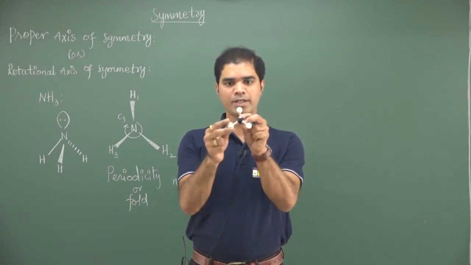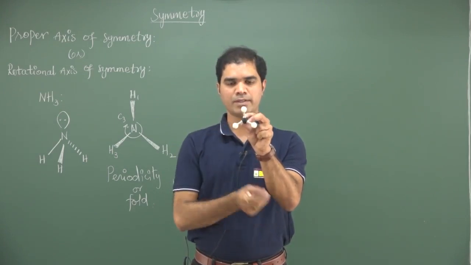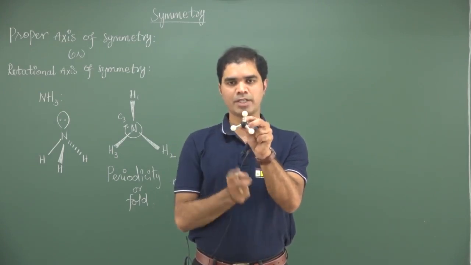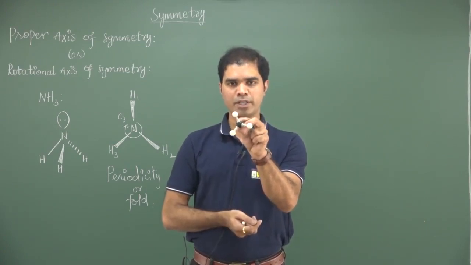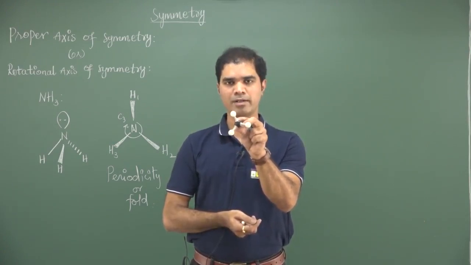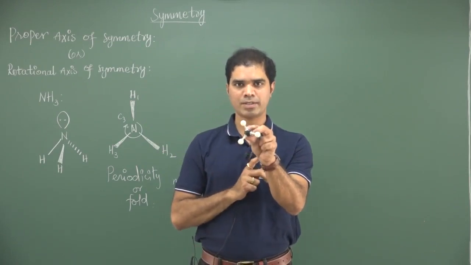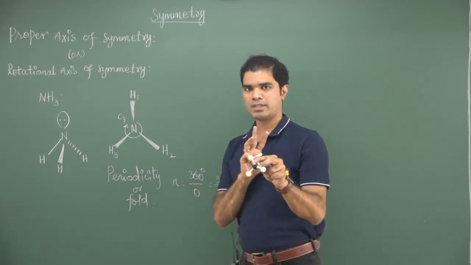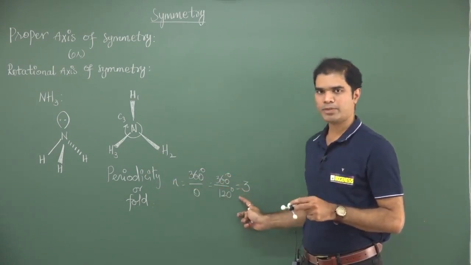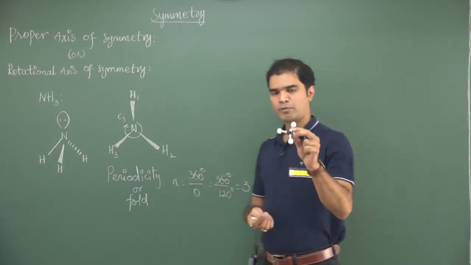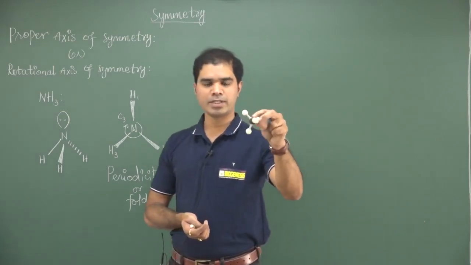So as I am rotating, now this is a valid operation. Second time is a valid operation, that is 120 degree. Third is a 120 degree valid operation. If I try to rotate by some angle which is invalid, you should not consider such a rotation. So only 3 rotations are valid. That is the reason we put periodicity or fold is 3 for ammonia. Apart from C3, you don't find any other rotational axis in this.